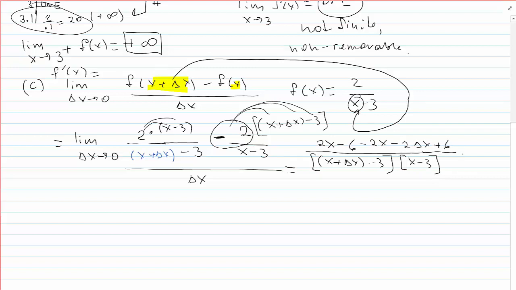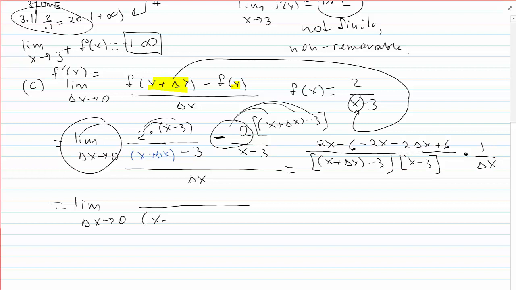Then we're dividing it by delta x, which is the same thing as multiplying by 1 over delta x. So we can get rid of the double fraction. Okay, now we're still doing the limit, so limit as delta x approaches 0. Alright, we're not going to do anything to the denominator, so we're just going to copy it: x minus 3, and then we have delta x.